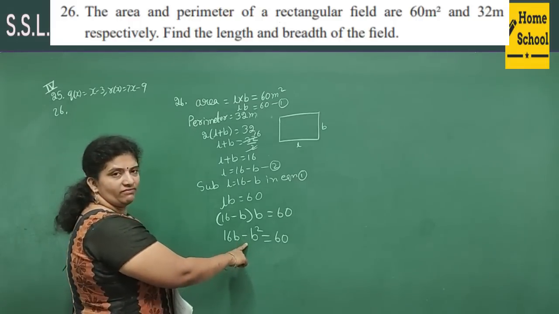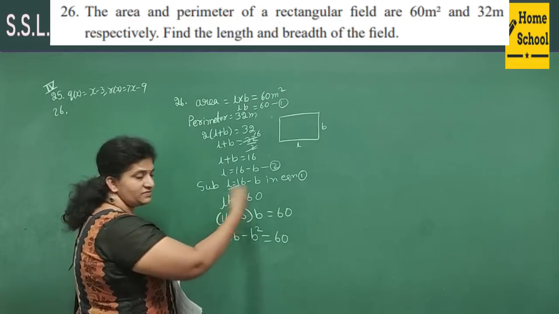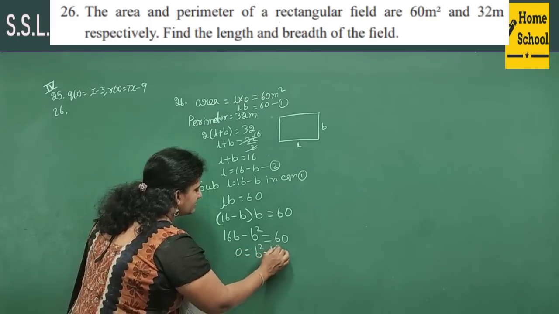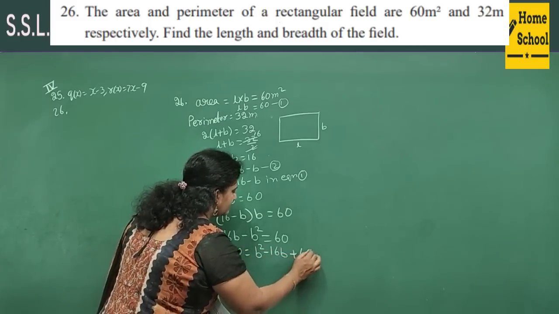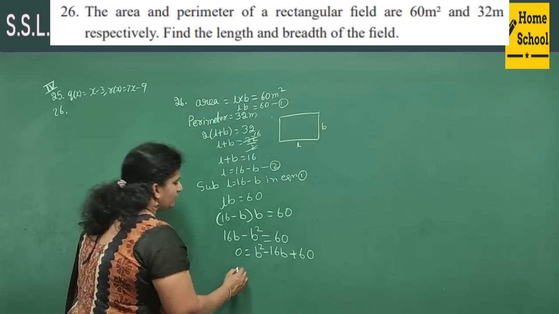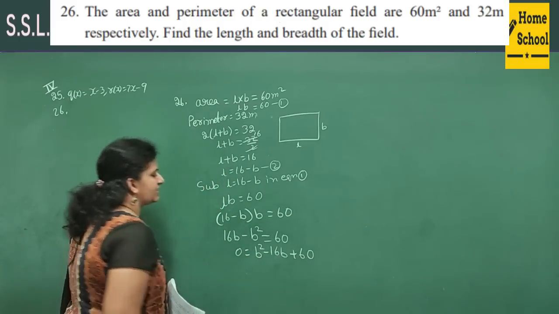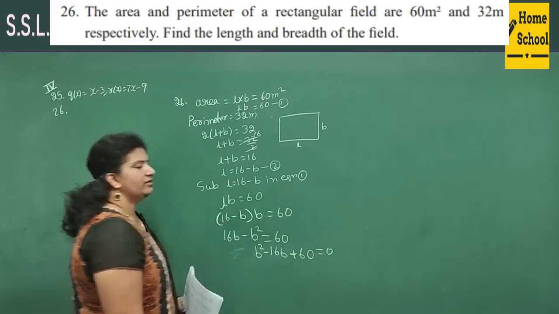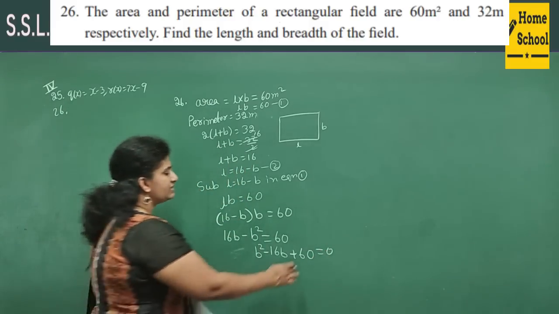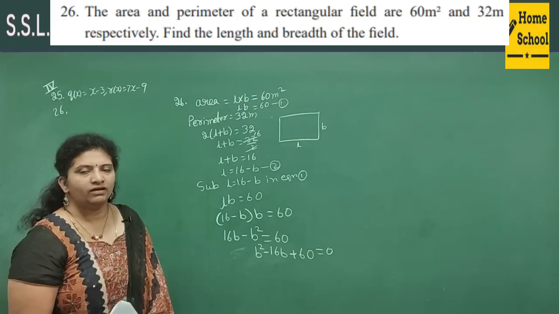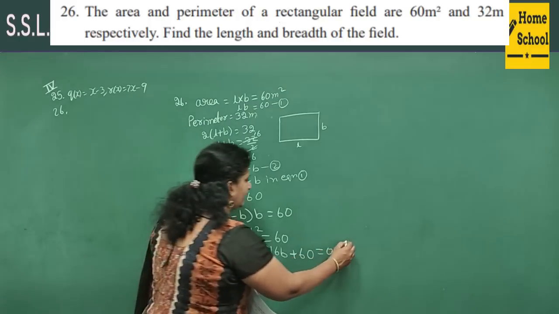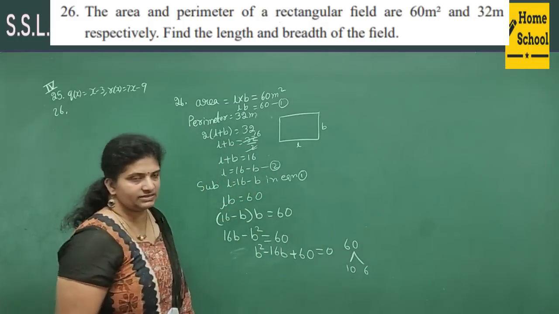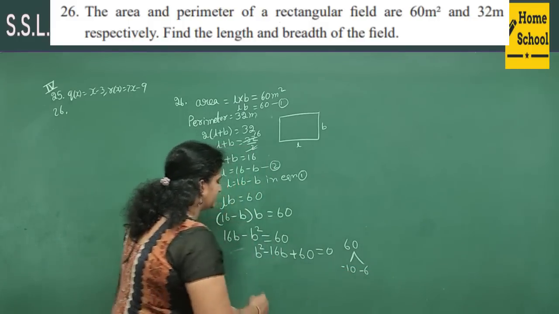See, b square you have negative, so these two terms transpose to the other side. That makes b square minus 16b plus 60 equal to 0. This 0 you can send to the other side, or equal to 0 you can write. Now factorize this equation. 60, what are the factors? 10 and 6 are 60, right? You should get minus 16. That means minus 10 minus 6.